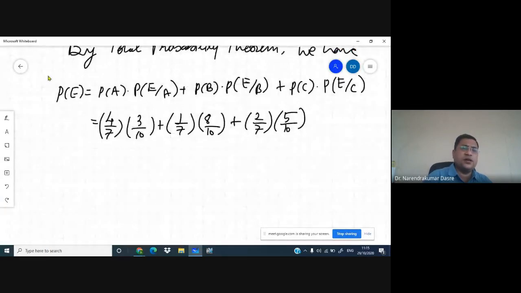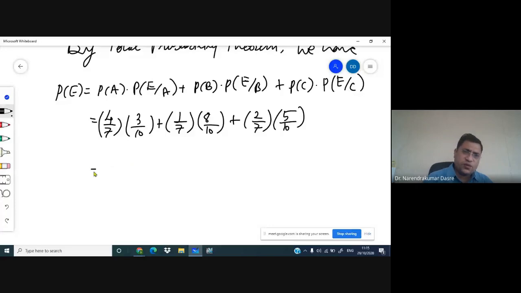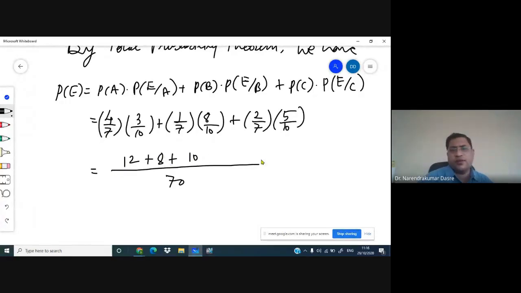Okay, so let us simplify this. Here the denominator is going to be the very same, so I can write this over 70 directly, because everywhere I have 7 and 10. And now the numerator is 12 plus 8 plus 10. That's what we have.